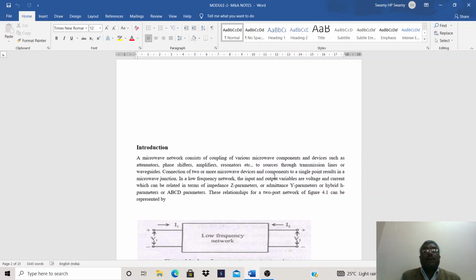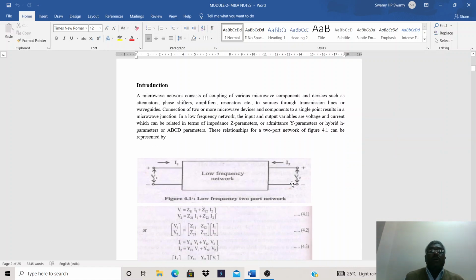These voltage and currents can be related in terms of impedance Z parameters, admittance Y parameters, hybrid H parameters, or ABCD parameters. This relationship is for a two-port network as shown in the following figure.